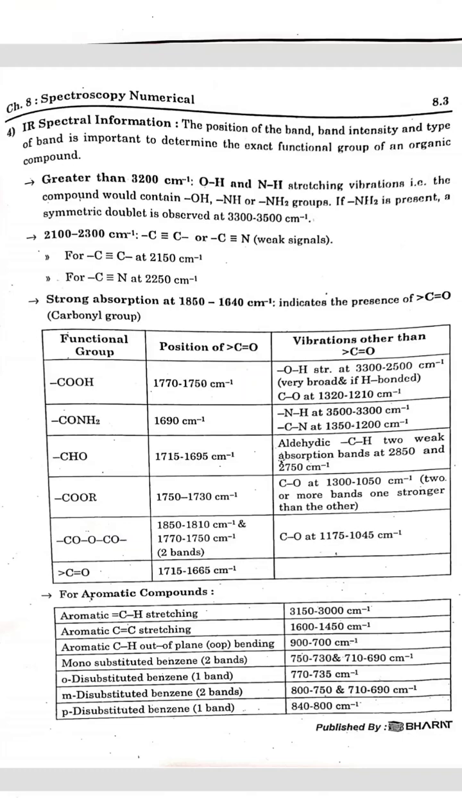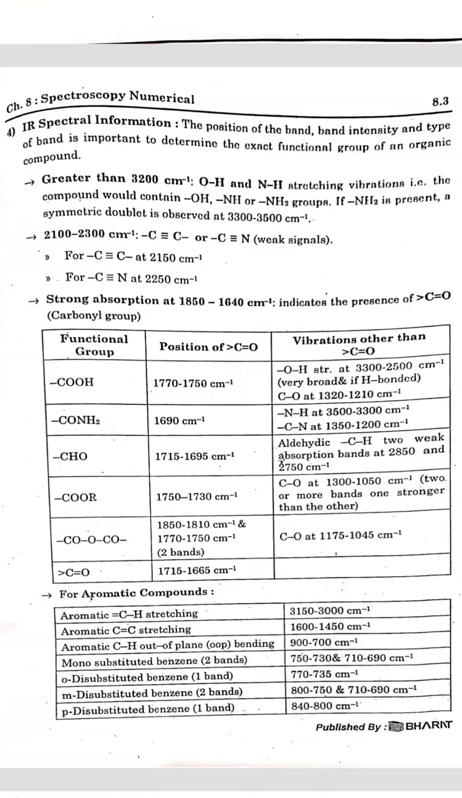Infrared spectroscopy numericals, the key formula is ν̄ = 1/λ, where ν̄ is the wave number in centimeter inverse. Okay, common numericals: we convert wavelength into wave number or calculate the force constant. For force constant, the formula is ν̄ = (1/2πc)√(k/μ), where k is the force constant and μ is the reduced mass.